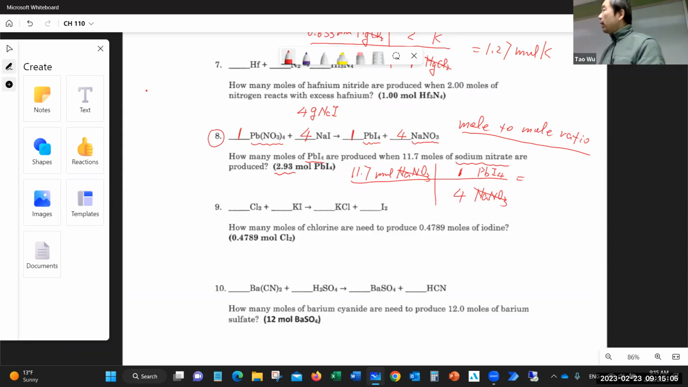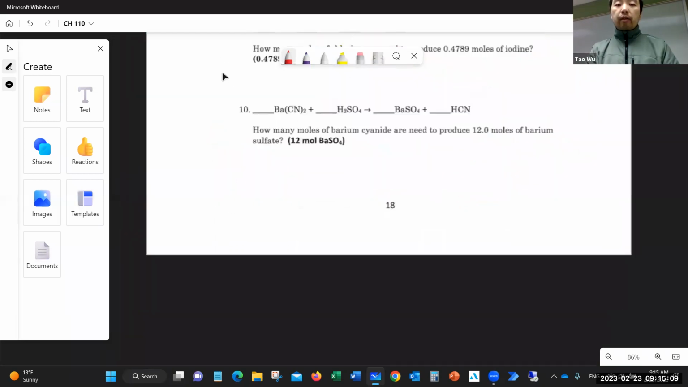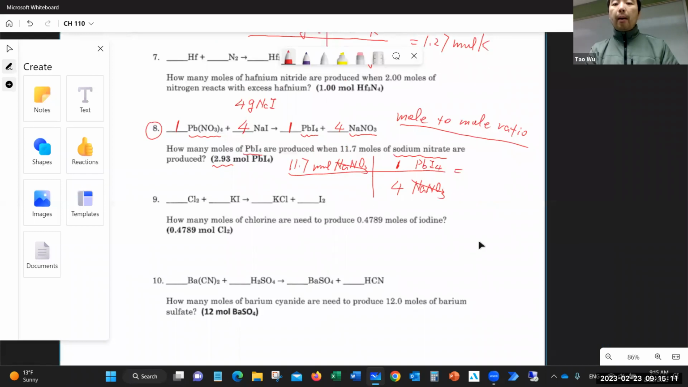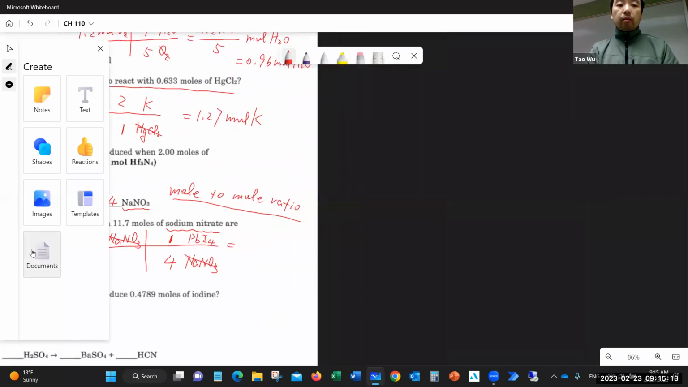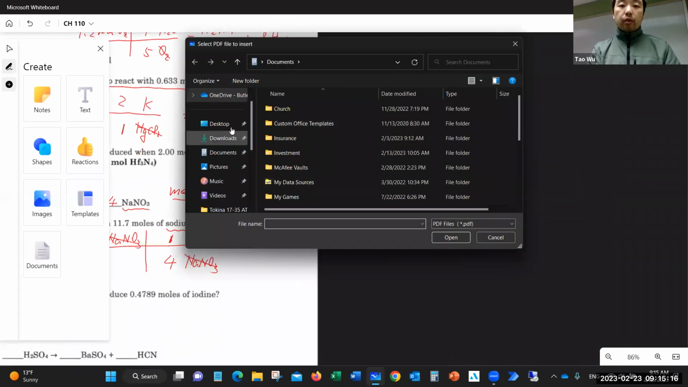Okay, so that's why we have the variation. And the next part, we're going to talk about the variation. The variation is called the mass to mole, mole to mass stoichiometry.